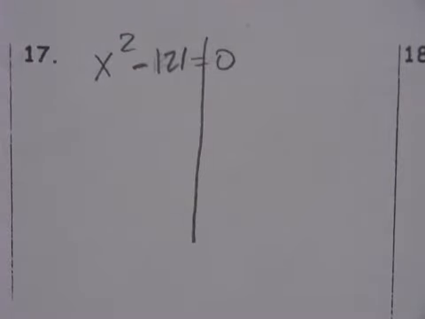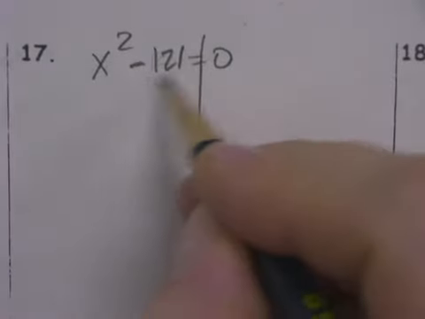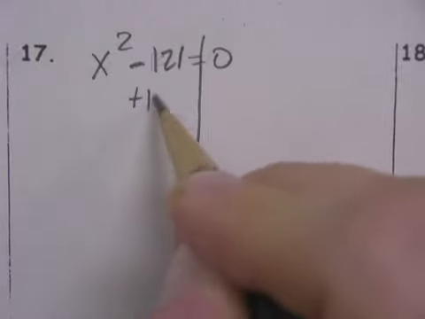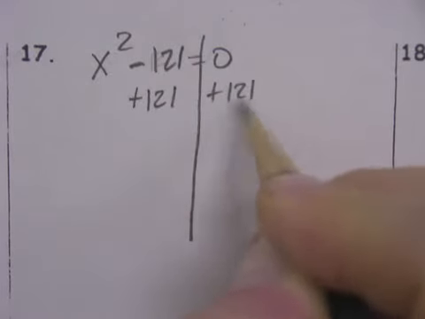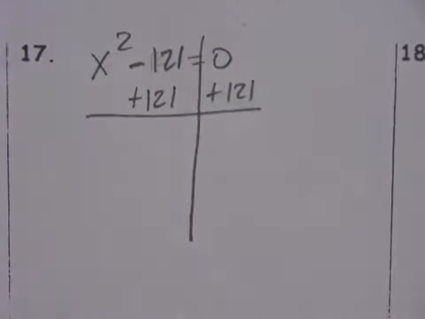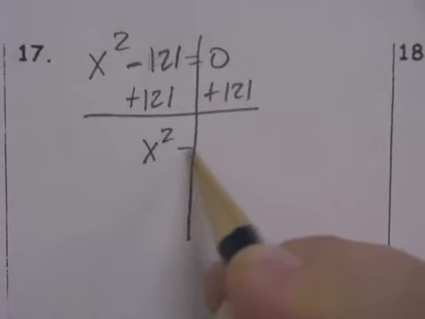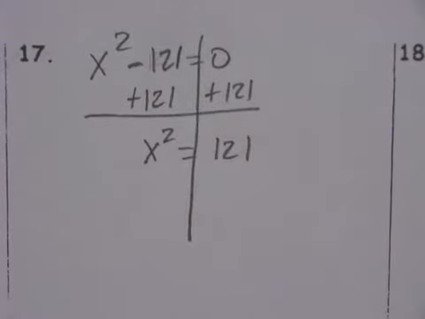How do you solve these? These are quadratic equations. Well, to solve any quadratic equation, you have to isolate the x squared. And to isolate the x squared, in this case, we have to eliminate this 121. And to eliminate the 121, we add 121 to both sides. And I get x squared is equal to 121.